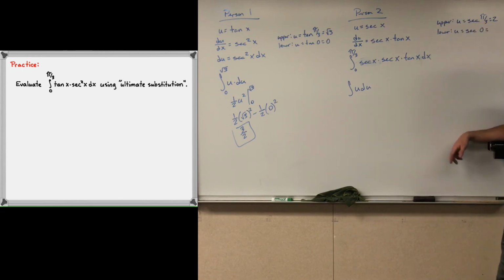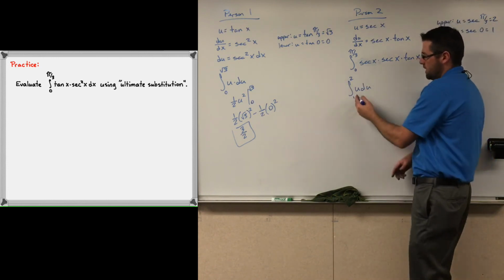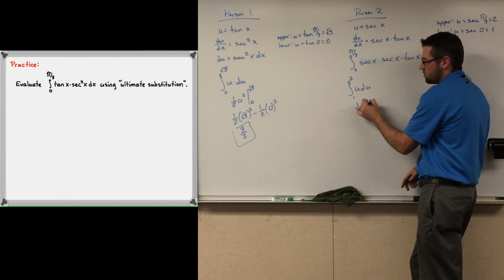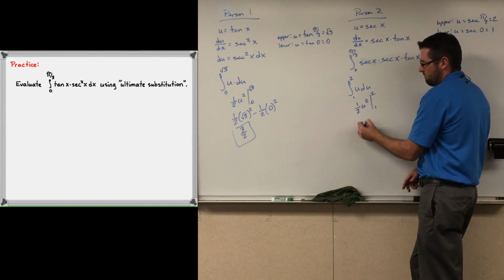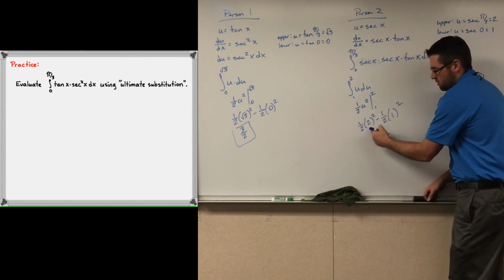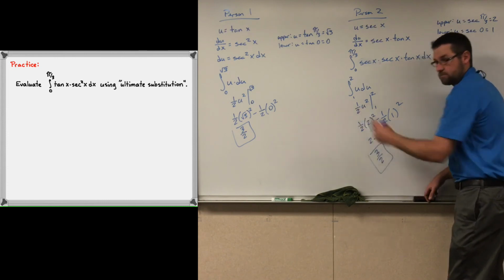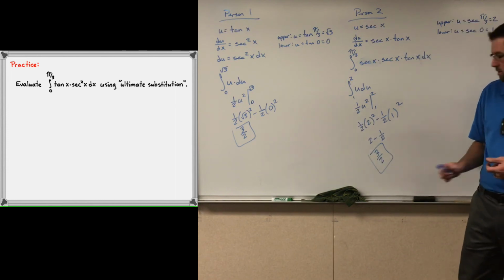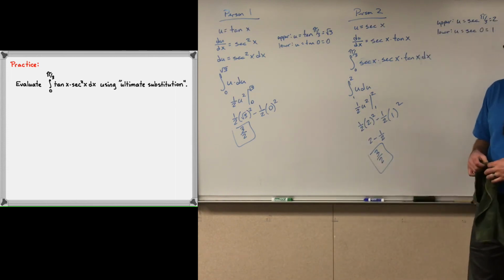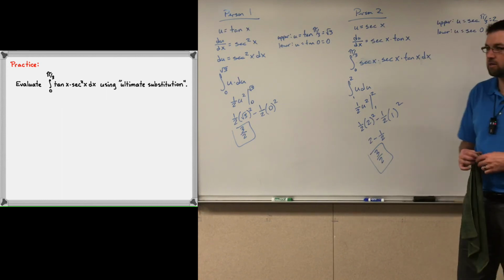Wait a minute. What's secant of 0? What's cosine of 0? 1. Reciprocal is 1. So it's from what to what? 1 to 2. Okay. Antiderivative? 1/2 u squared from 1 to 2. So that's 1/2 of 2 squared minus 1/2 of 1 squared. So that's what? 2 minus 1/2, which is 3/2. I knew that was going to happen. Math always works. That's right.